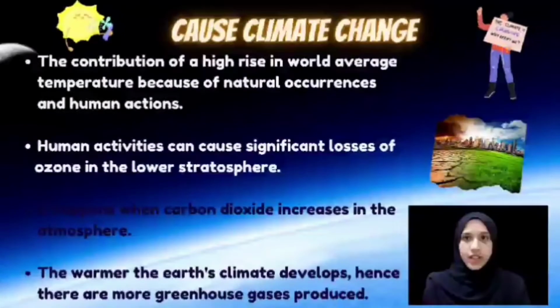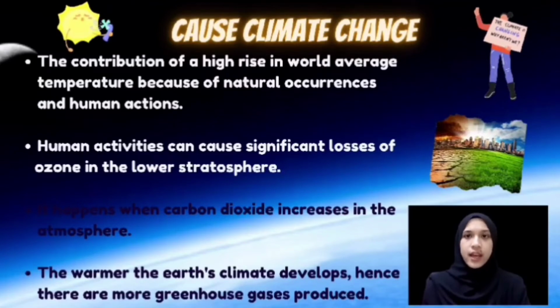Lastly, climate change is also affected by ozone pollution. A higher concentration of ozone can raise the temperature and result in bad air quality. There are significant losses of ozone in the lower atmosphere that are caused by human activities. Climate change happens when the carbon dioxide increases in the atmosphere. The sea levels and precipitation will increase when the climate changes.